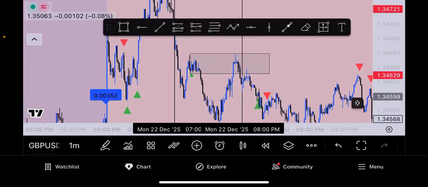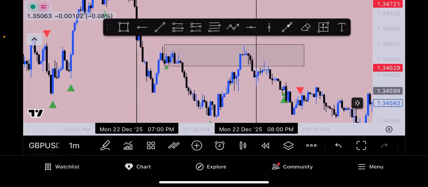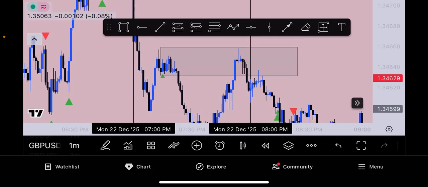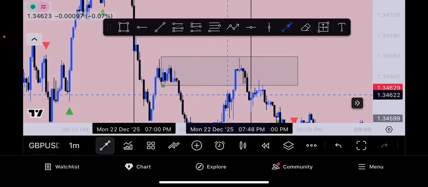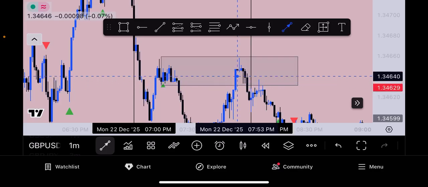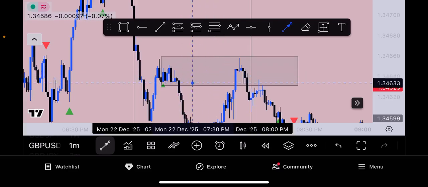So when you now see a structure before 8 o'clock, the next thing you do is look for where to enter a trade. Now this is the candle right here. This is the candle that was able to touch your entry area.